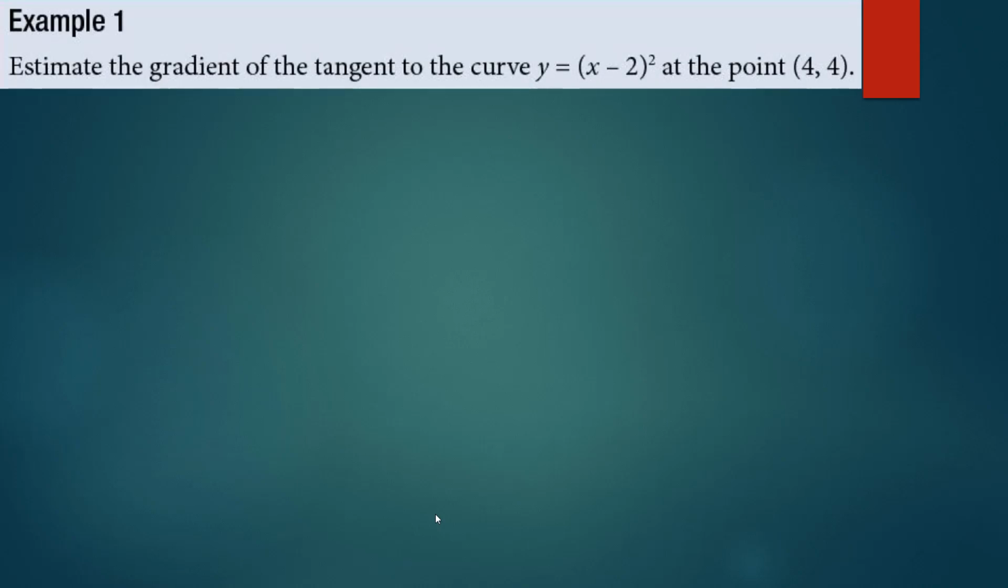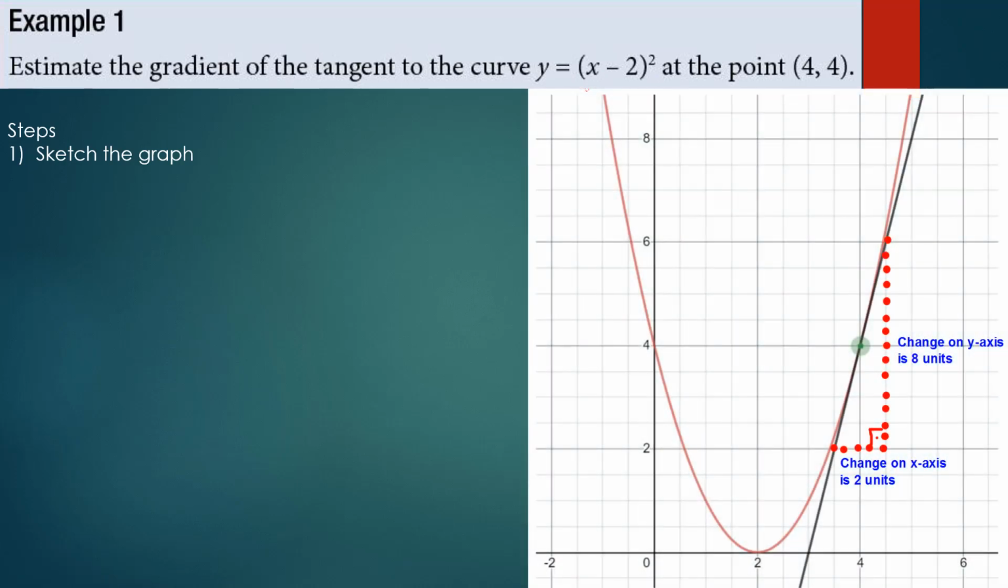Estimate the gradient of the tangent to the curve y equals (x minus 2) squared at the point (4, 4). We need to follow some steps to find the gradient of the tangent to the curve. The steps are, first of all, we need to sketch the graph. We can see that this is a quadratic function, and we have learned before how to draw a quadratic function. I have drawn it for you.